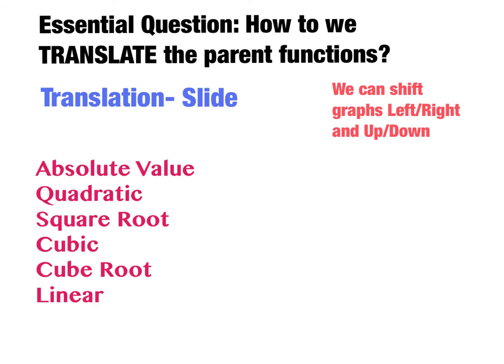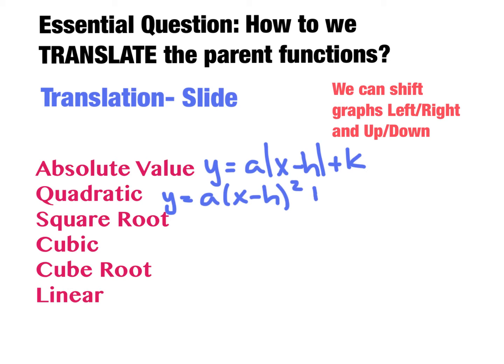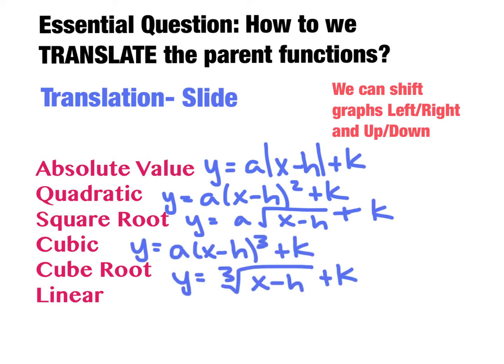All right, so here we have all the parent functions that we've seen before. And I can write all of these with these three letters, a, h, and k. So an absolute value would be y equals a times the absolute value of x minus h plus k out here on the outside. The quadratic is y equals a times x minus h squared plus k, and then it just keeps going. Square root, you might be able to guess, is a square root of x minus h plus k, and so on. So we have all of these that are basically written the same way.